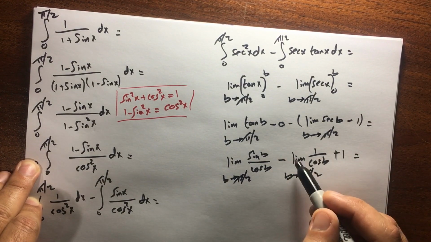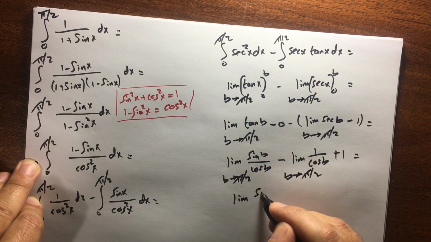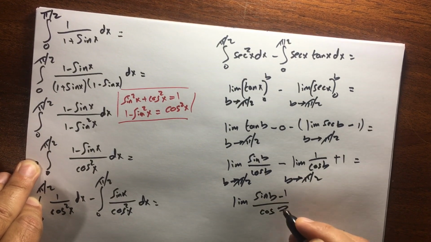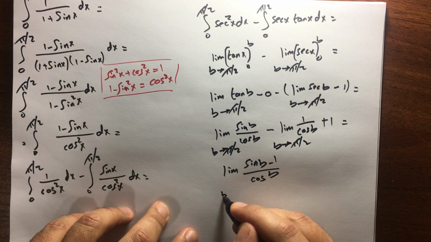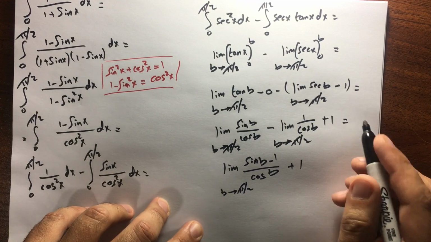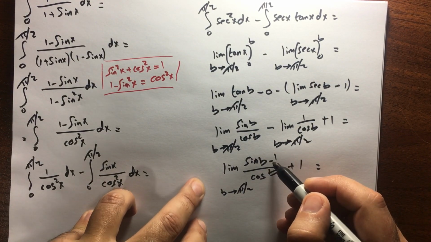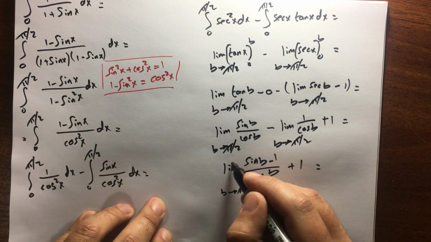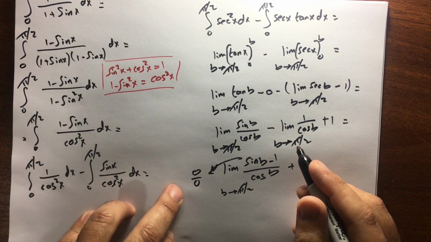Now we combine those two limits into one limit. So we have the limit of (sine b minus 1) over cosine b as b goes to pi over 2, plus 1. Now we have sine of pi over 2, which is 1, minus 1 is 0, over cosine of pi over 2, which is also 0. So we have the case of 0 over 0. So we can use L'Hopital's rule.